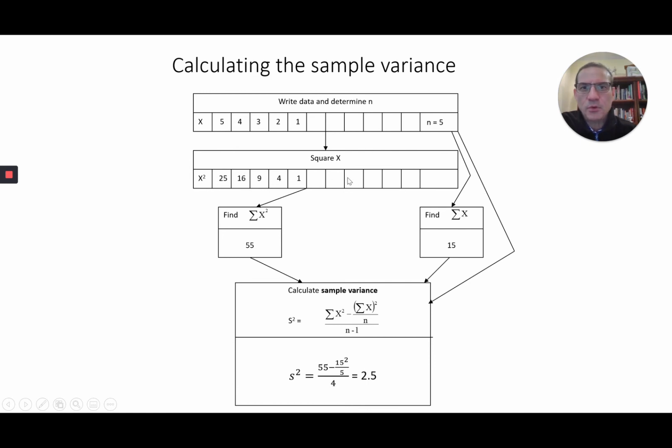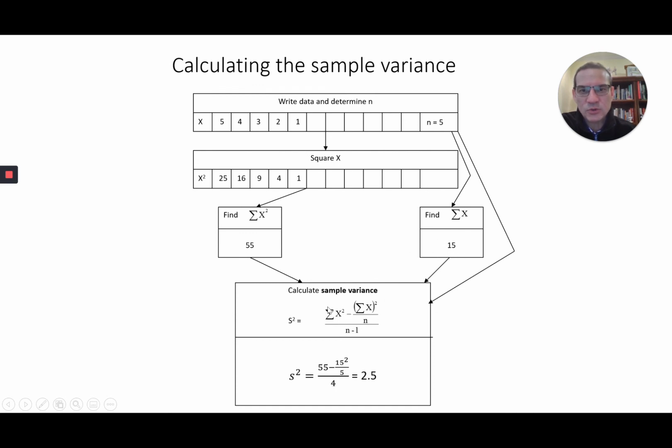Now, in this portion, you calculate a square of each one of the values. So 5 squared is 25, 4 squared is 16, 3 squared is 9, and so on. And with that, you can find the sum of the x squared, which is the sum of all these numbers. And this will give you 55. Now that we have all those numbers, we can plug them into the formula.